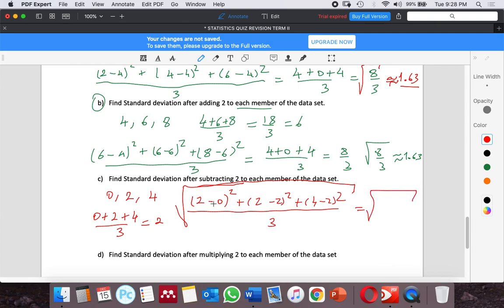So it will be 2 minus 0, which is 2, squared is 4, plus 0, plus 4 minus 2, which is 2 squared, is 4, divided by 3, which is 8 over 3, and we just calculated that as 1.63. So if we add the same number to each element of the data set, or subtract the same number from each element, the standard deviation of the original data is not changing.